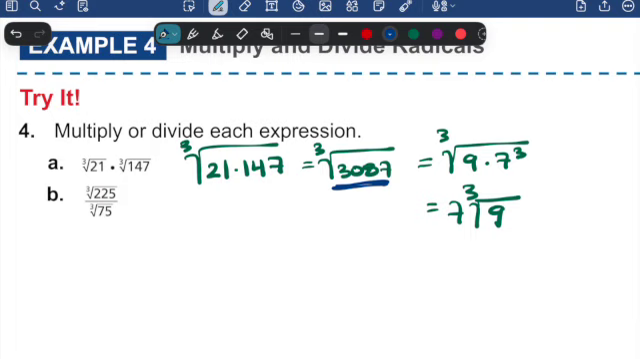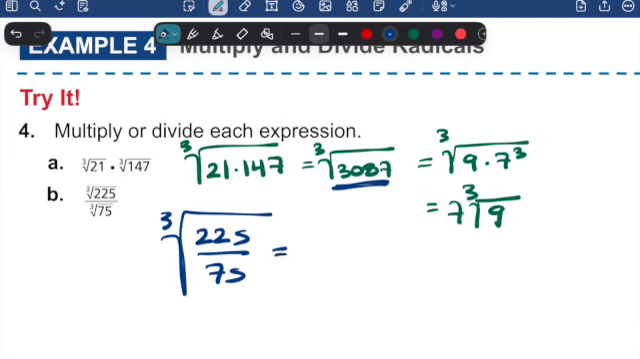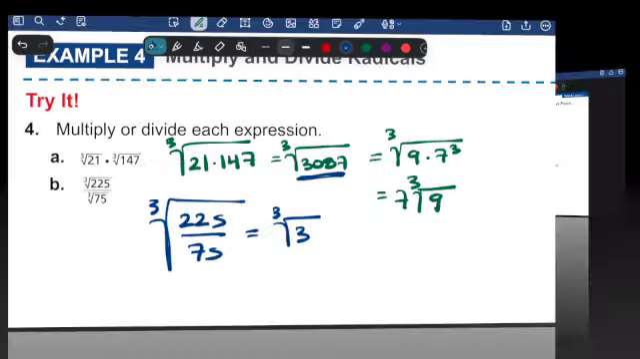Okay, part B, same thing. I can put it under one cube root. And I have 225 over 75. Can you simplify that fraction? Well, what's 225 divided by 75? 225 divided by 75 becomes 3. So it's just the cube root of 3. That's pretty simple. Sometimes it's good to put it under one radicand and see if you can simplify the fraction first before you do anything else.